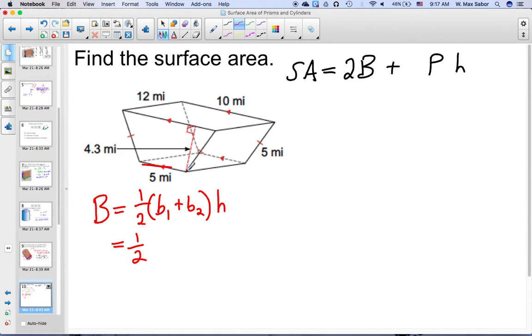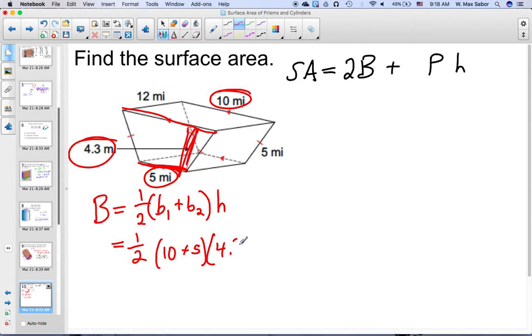So the bases of the trapezoid are 10 and 5. And the height of the trapezoid is 4.3. So when we multiply that together, we get 32.25 square miles.